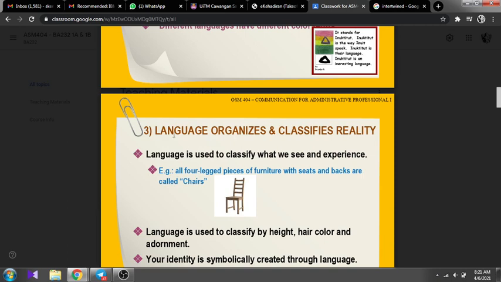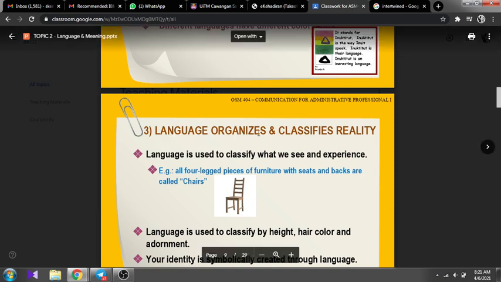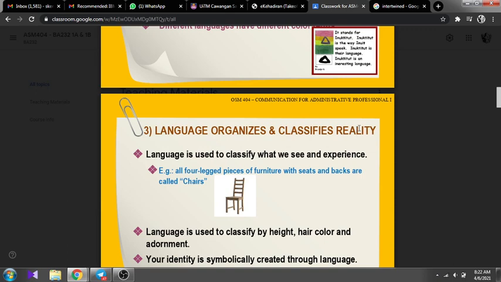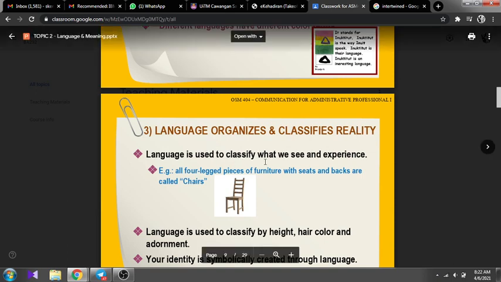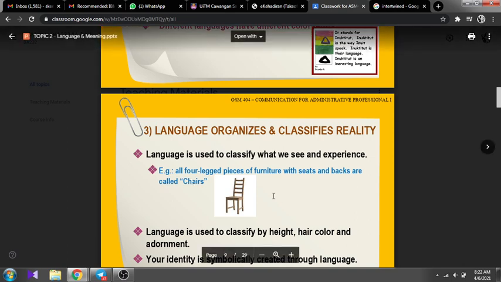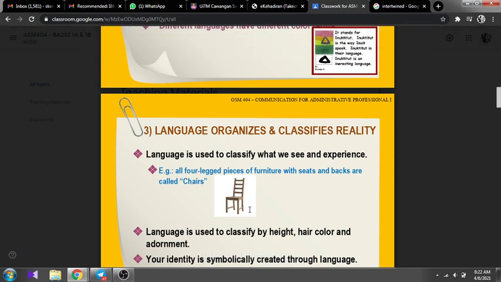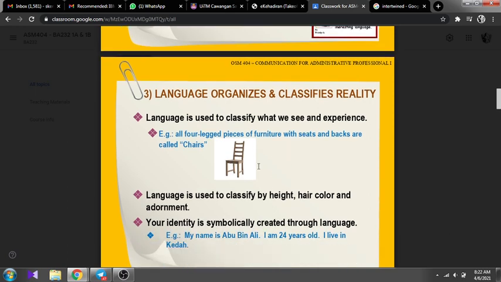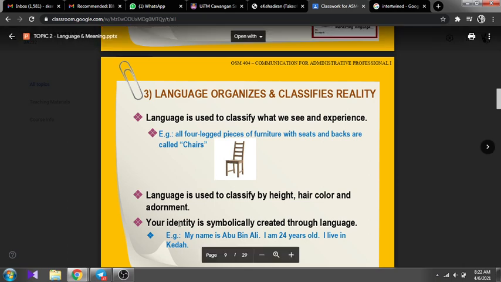The third characteristic: language organizes and classifies reality. Language is used to classify what we see and experience. For example, all four-legged pieces of furniture with seats and backs are called chairs. Maybe in some other culture they say this is not a chair, this is a table. Who knows? But we know that this is a chair. Language is used to classify by height, hair color, and adornment.